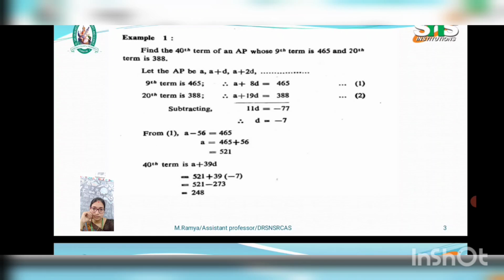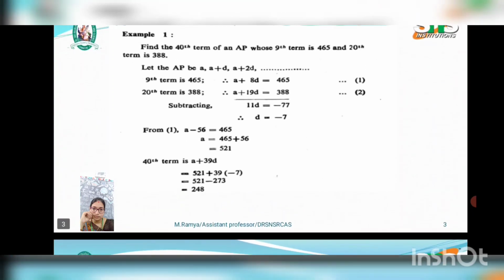Next, you have to find the 40th term of the AP. What is the 40th term? How do you write Tn? a plus 39d. What is the a value? 521 plus 39 times d, d is minus 7. 521 minus 273 is 248. This is the solution: the 40th term is 248.